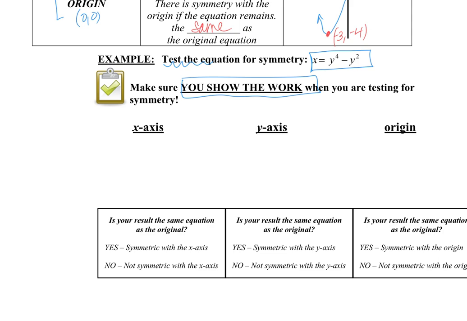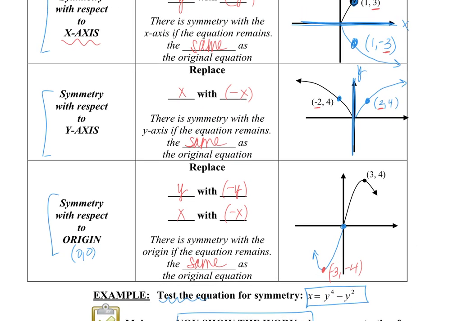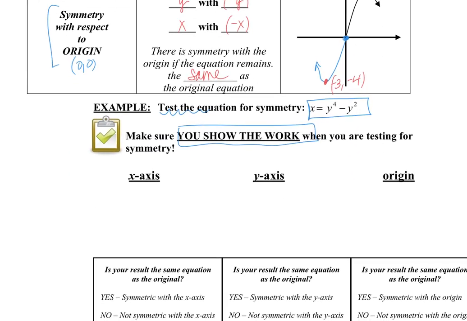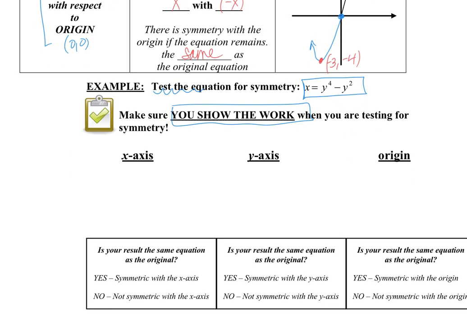So if I test with respect to the x-axis, I go way back up here, and we said with respect to the x-axis, I change the y values. They're kind of opposite. So my original function says x equals, so I'm going to keep the x, but then it says y to the 4th. So I replace the y with the opposite of y, so -y to the 4th minus (-y) to the 2nd. So my first step is I'm going to replace. But the next thing I need to do is simplify.